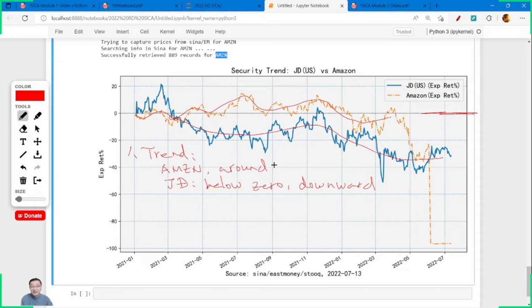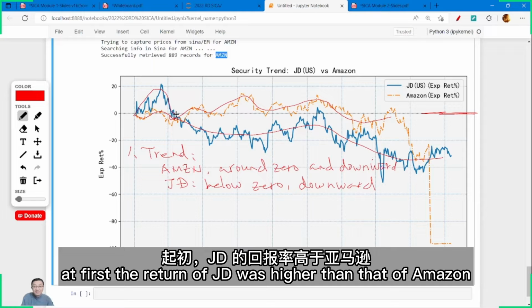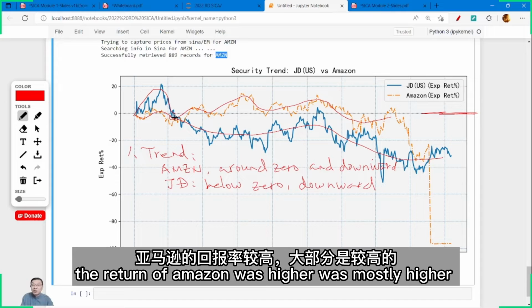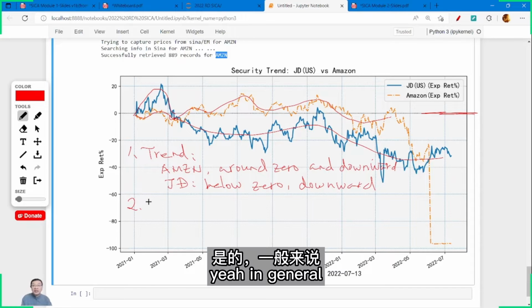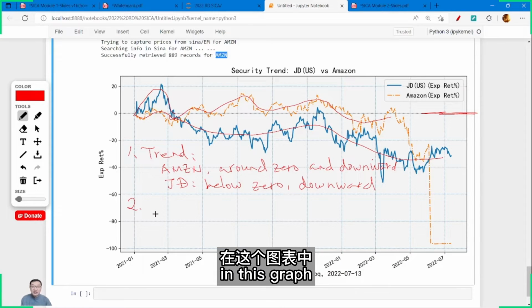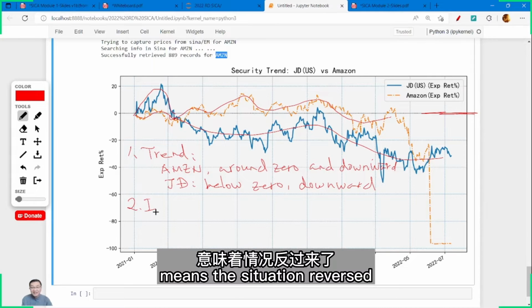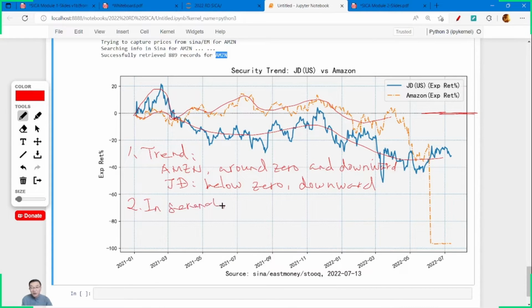And second point is that at first the return of Jingdong was higher than that of Amazon, but afterwards the return of Amazon was mostly higher. So in general, Jingdong is lower, right? Yeah. In general, this means the order of higher or lower in terms of HPR in this graph is very different from the picture we have seen in slides, right? Means the situation reversed. Is that right? Okay. Continue.